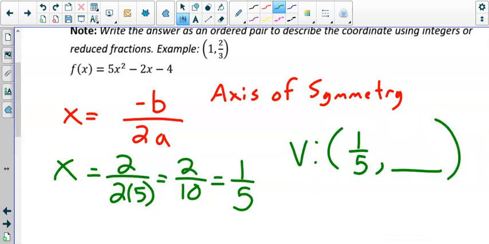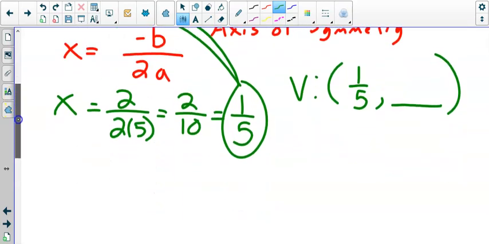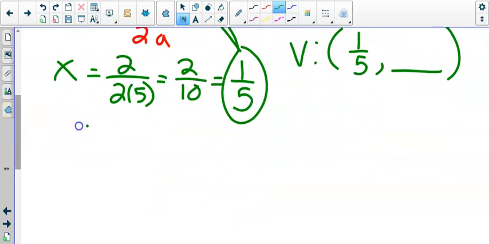How do you find y? Plug it in. Once you know x, all we're going to do is take this value right here, and we're going to come up here and plug into each one of these x's to figure out the y value. Plug and chug. So this is why we also have our calculators to help us out.